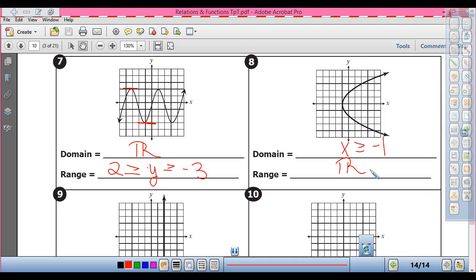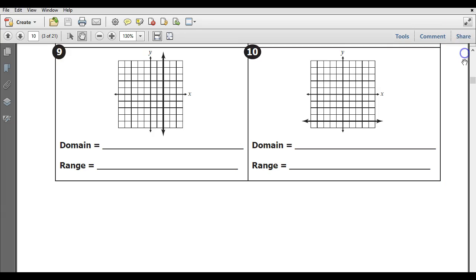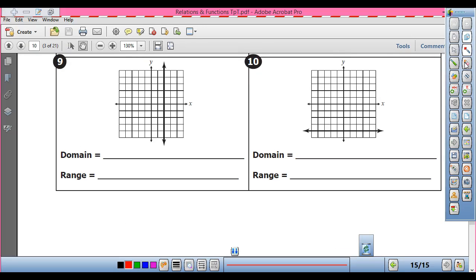Okay, 2 more and then I'll let you work. This line, does it ever stop going left to right? It doesn't go left to right, right? So at this point, x is going to equal 2, because x is at the 2 mark, right? Does it ever stop going up or down? Nope, so that is all real numbers.